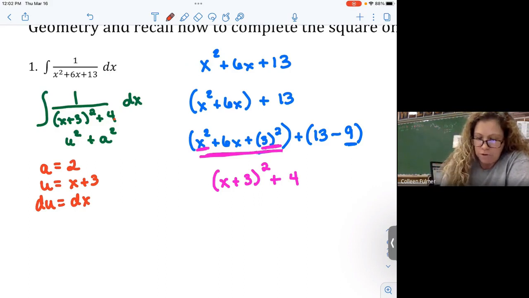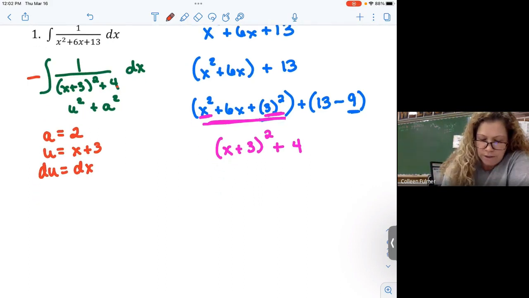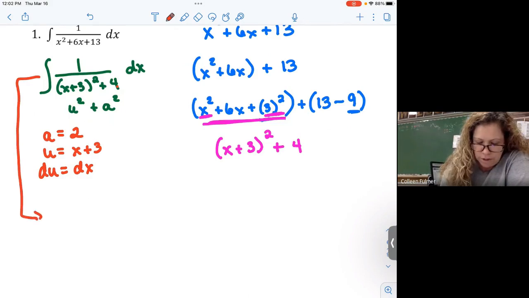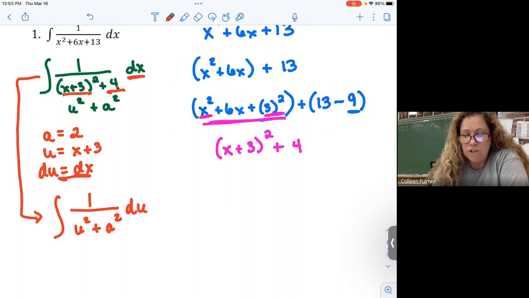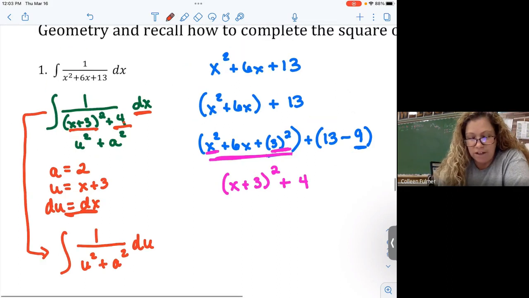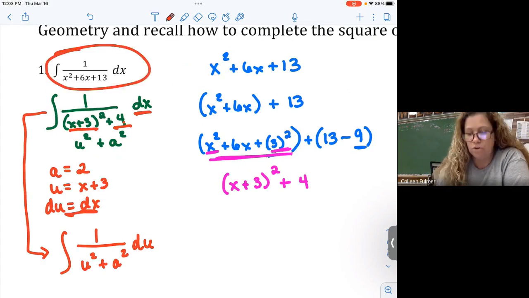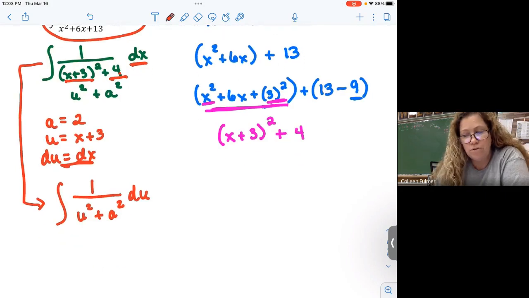And I am going to rewrite this integral as the integral of 1 over u squared plus a squared. And then the dx and the du are equivalent, so this is now a du. And I have just converted this ugly, almost nearly impossible integral into one that we did 2 videos ago.